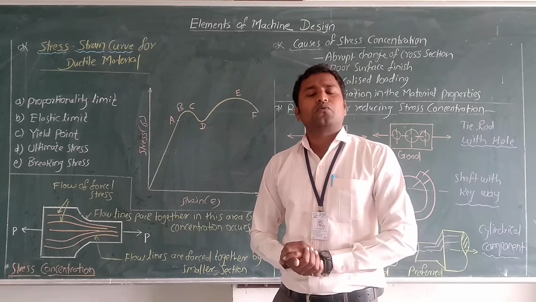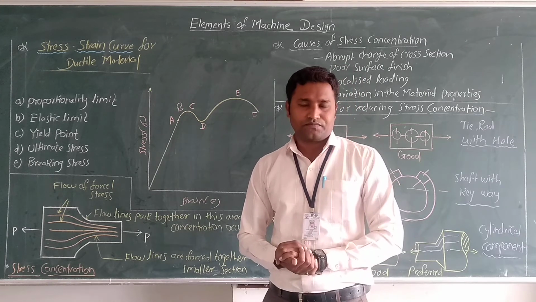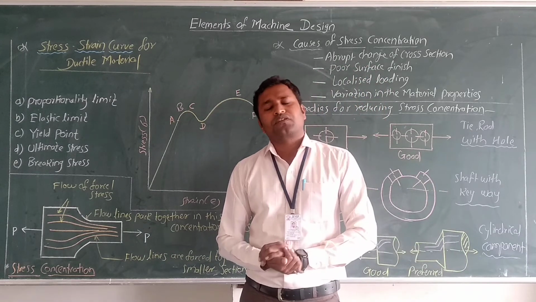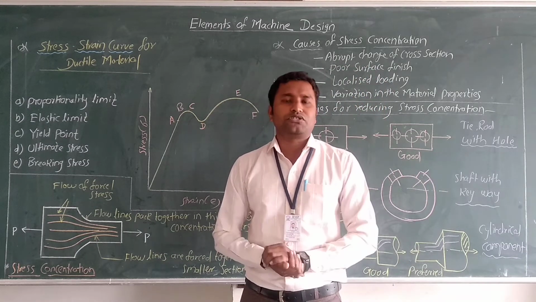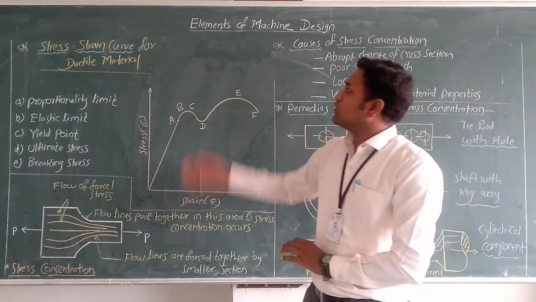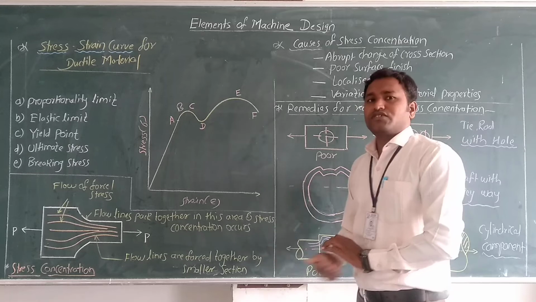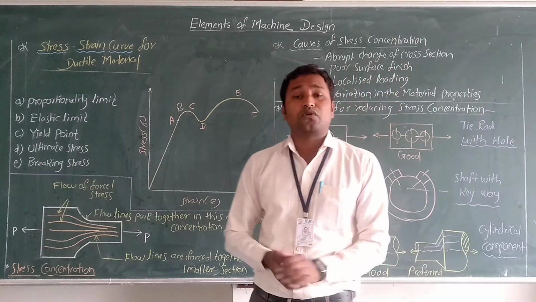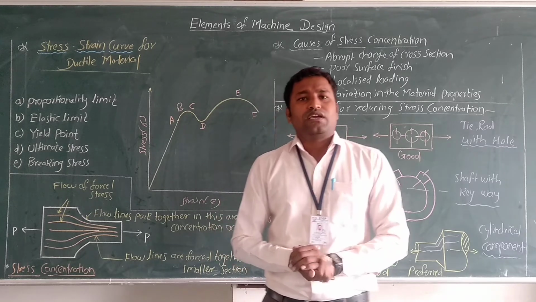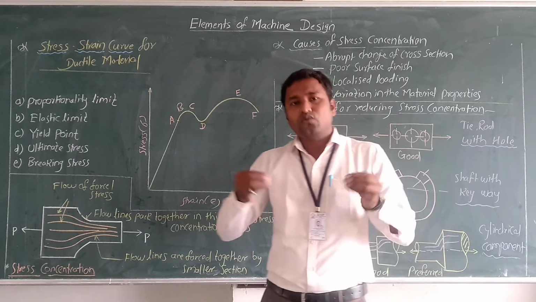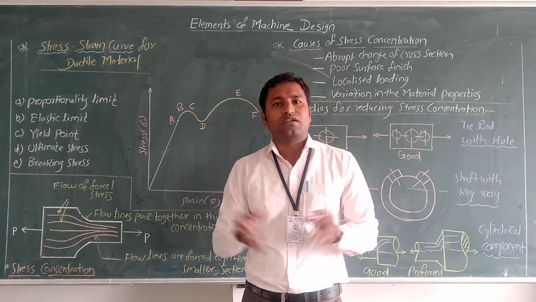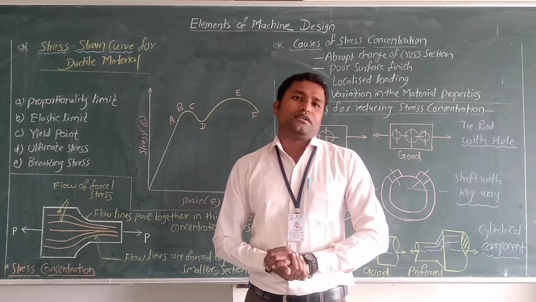Then what is meant by strain? Strain is the elongation or deformation, meaning the change in dimension upon the original dimension. Okay, so now the stress strain curve for ductile material. What is meant by ductility? Ductility means the material can be drawn into wire or elongated.